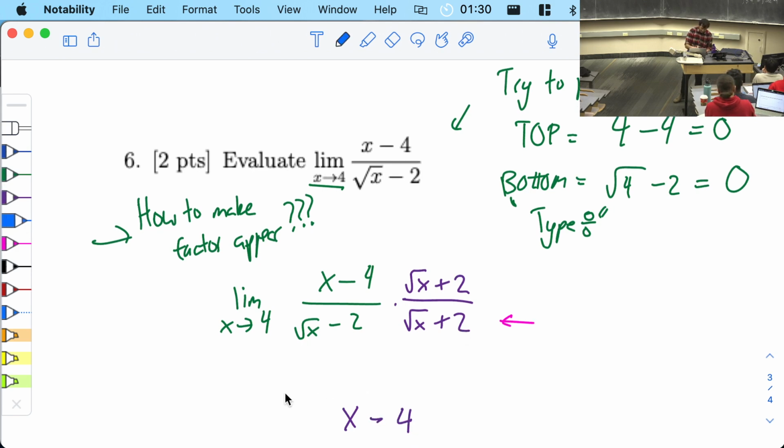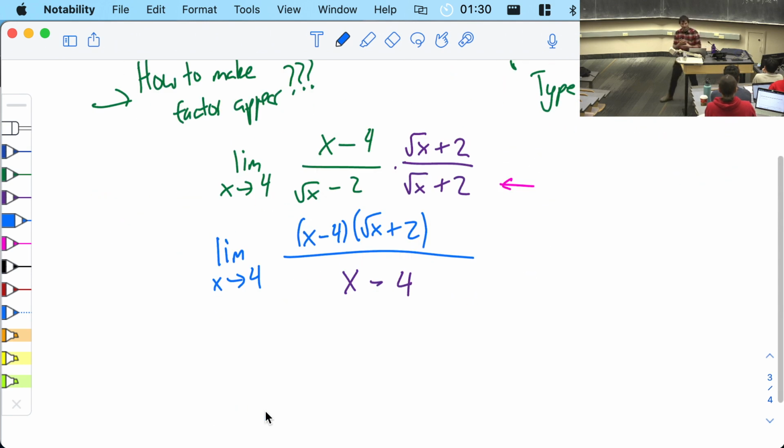On the top, we have this product, x minus 4 times square root of x plus 2. That is just whatever was on top before. And now we have the limit as x goes to 4 of this stuff. OK, and now we're perfectly in a situation where the top is nicely factored. It has 2 factors, x minus 4 and square root of x plus 2. And the bottom contains one of those factors. It contains x minus 4. And so because the bottom and the top have a common factor of x minus 4, we can cancel out that factor. And hopefully, it won't be type 0 over 0 anymore.